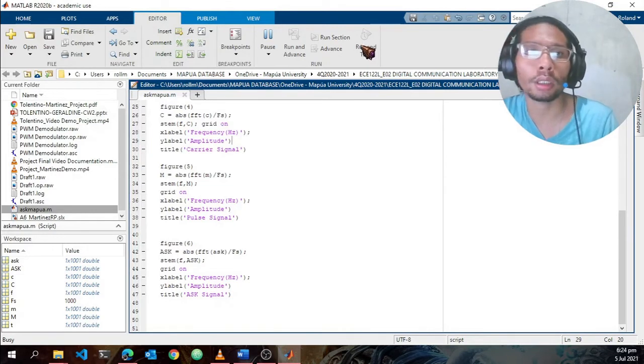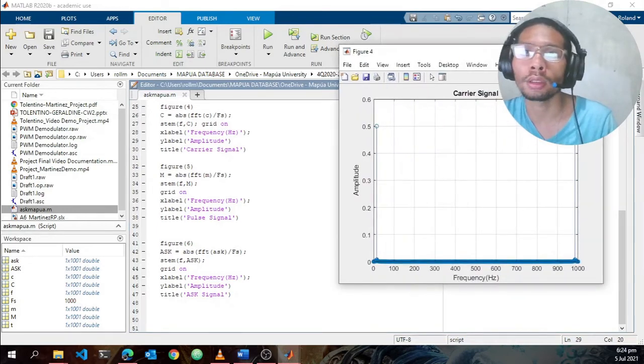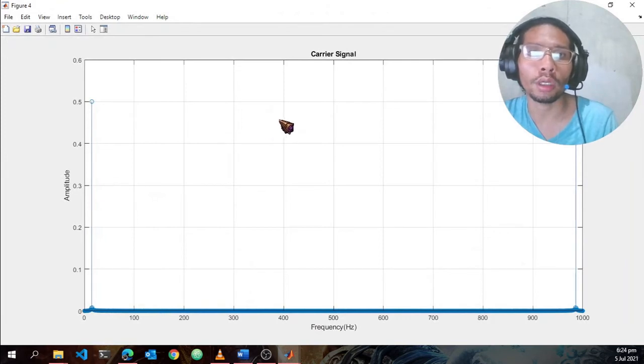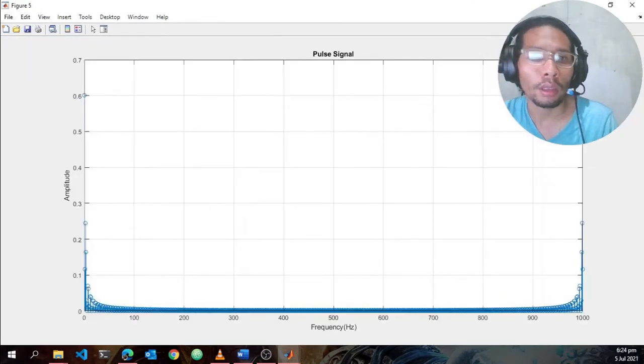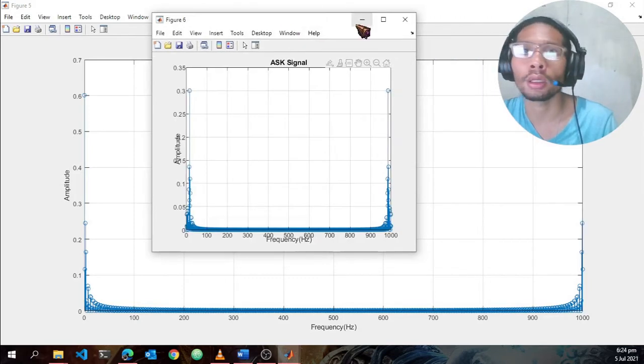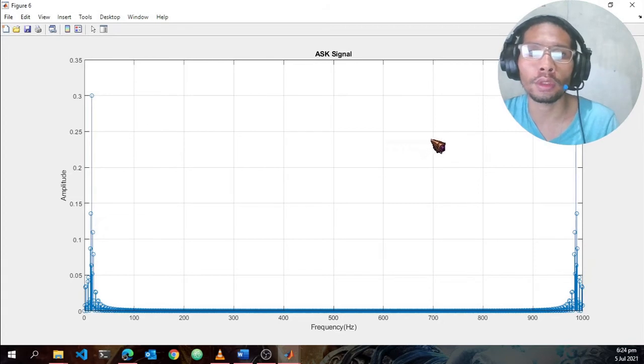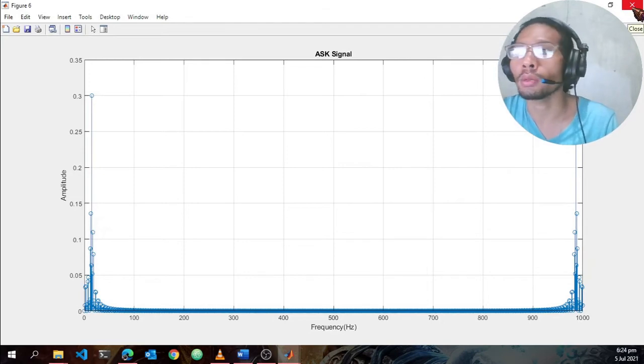So again, clicking the run button to show the figures 4, 5, and 6 for the carrier signal, you can observe that the maximum amplitude of the carrier signal is at 0.5 in its frequency spectrum, while for the pulse signal, the maximum amplitude is at 0.6 for its frequency spectrum. And lastly, for the ASK, or amplitude shift keying signal, the maximum amplitude is 0.3 for its frequency spectrum. So that's the result for part 3 of this laboratory experiment.